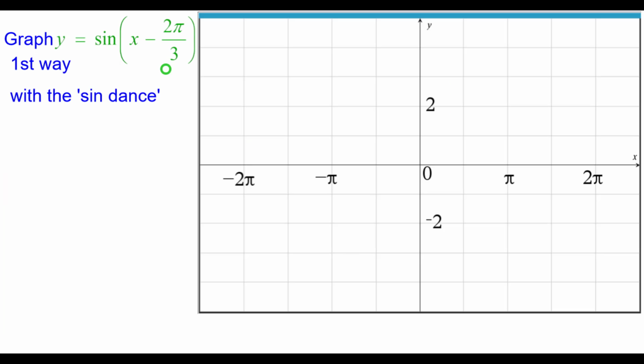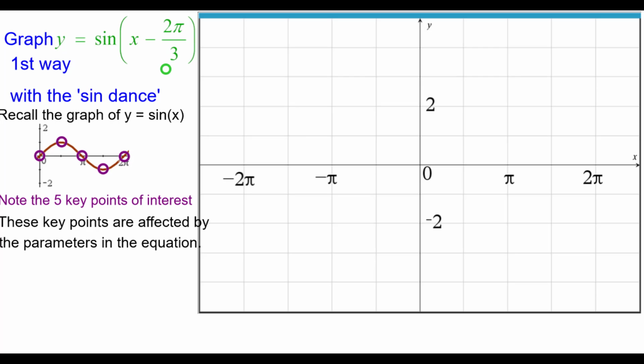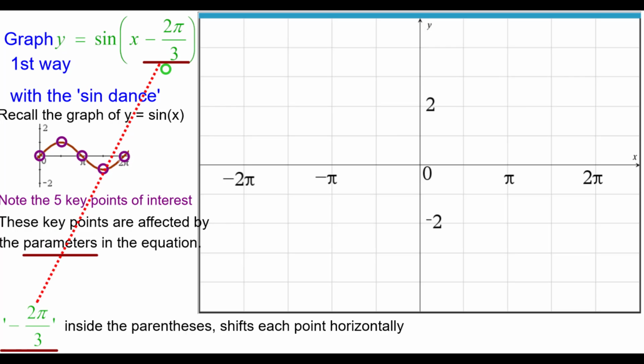First way is with the sine dance. Recall the graph of y equals sine of x. This is one period or wave of the sine function. Note the 5 key points of interest. These key points are affected by the parameters in the equation, as all points are, and the only parameter we have is a minus 2 pi over 3 inside the parentheses, which shifts each point horizontally to the right 2 pi over 3 units. Only. That's the only change made.